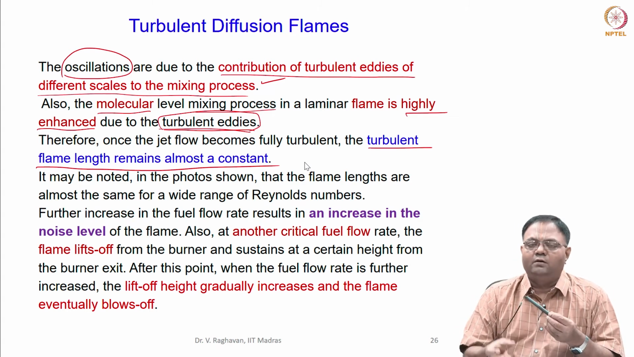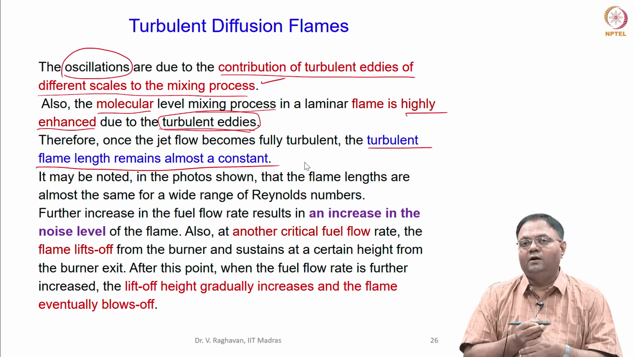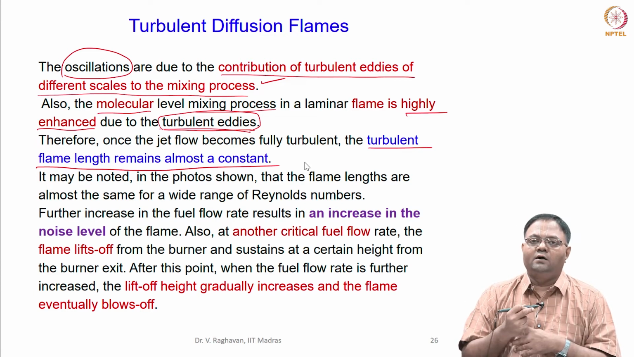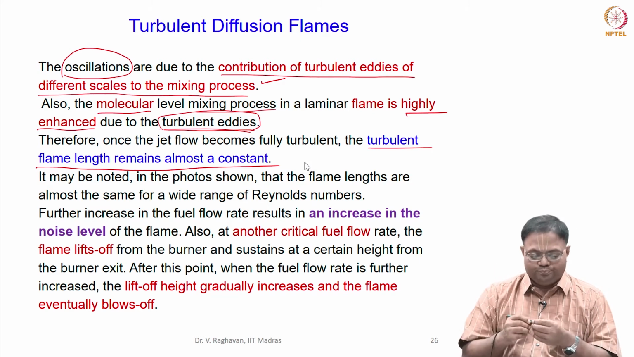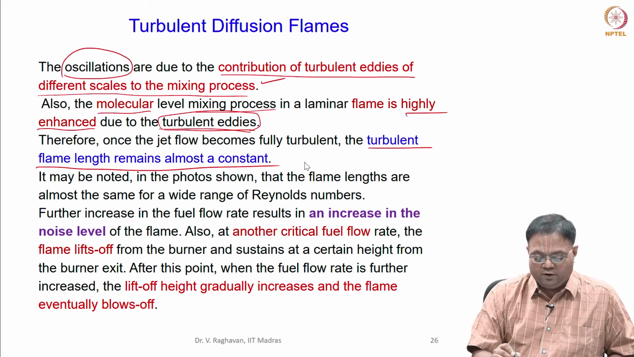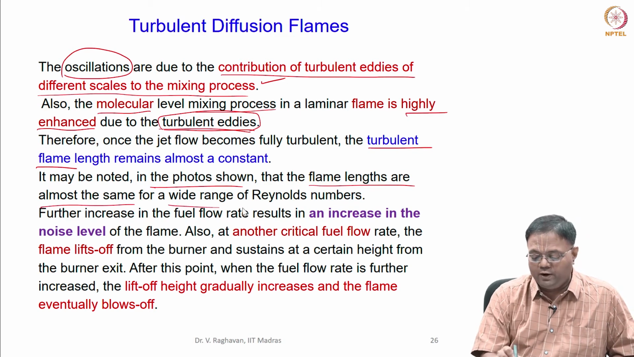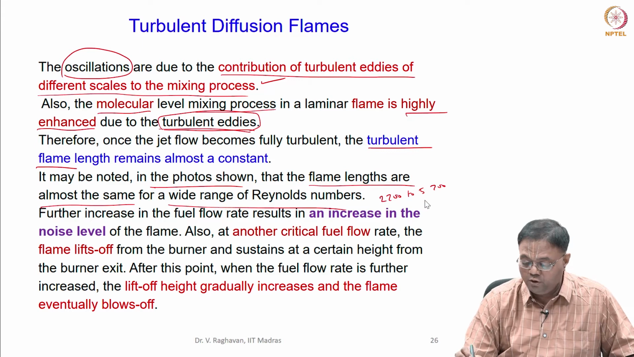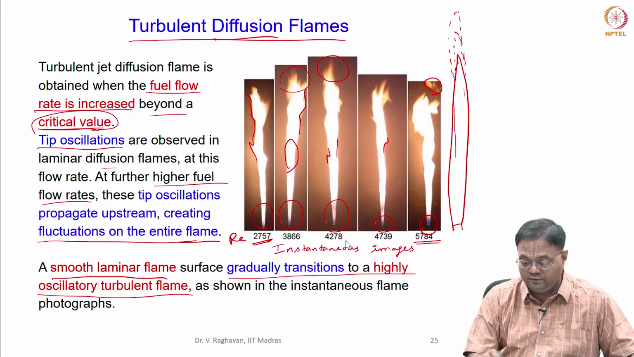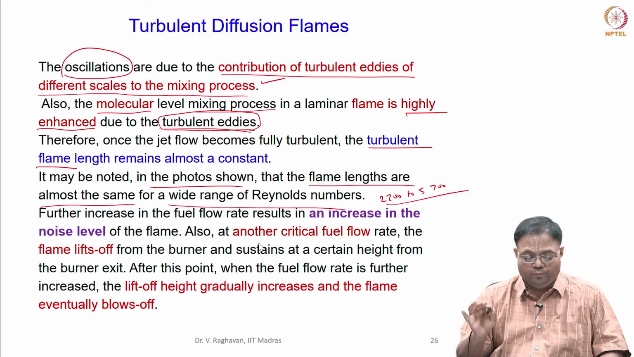So when there is a higher jet momentum coming out, for a Reynolds number of say 5700, the mixing is also enhanced appreciably, so that the fuel is consumed within the same height. So the flame lengths as shown in the photographs are almost the same for a wide range of Reynolds number, say 2700 to 5700. This is the range of Reynolds number which we have considered, and this has been seen by several researchers also.